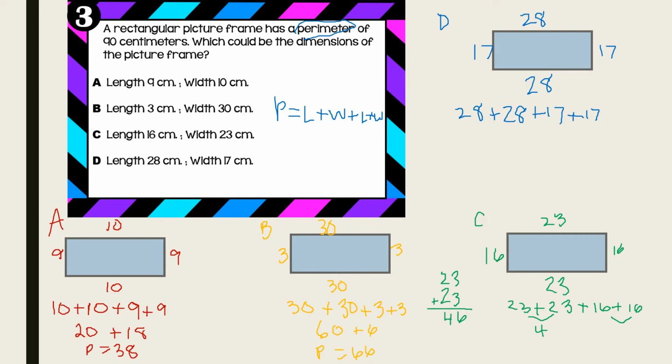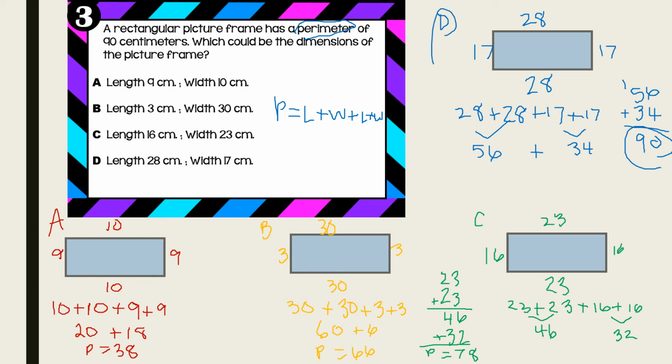So I'm going to add 46 plus 32. And that's going to give me a perimeter of 6 plus 6 is 12, 4 plus 3 is 7, 78 centimeters. Last one, 28 plus 28 and 17 plus 17. 56 plus 34, make that a 10, carry it over, 5 plus 3 is 8, plus 1 is 9. 90 centimeters. So I can see that D would be our correct answer.